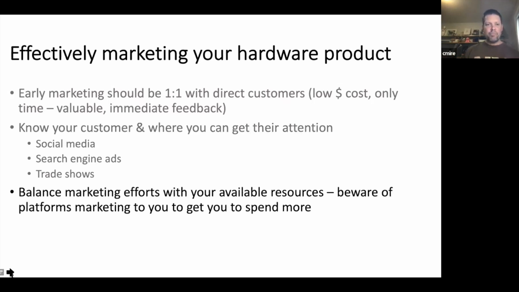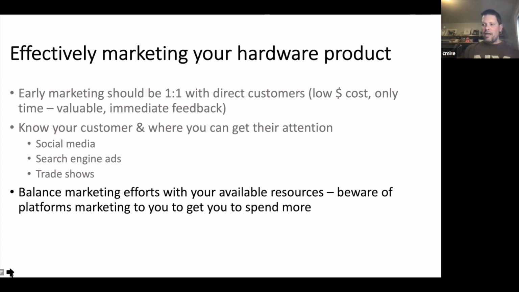You want to balance your marketing efforts with available resources. Again, this goes between time and money and all that other stuff from the very beginning here. Beware of platforms that market to you to get you to spend more. Facebook makes money on ads, right? So if you're a startup advertising on Facebook, Facebook might just decide to change their algorithm and lower your rankings and your visibility. And oh yeah, we'll up it again, but you've got to pay us more money. You're already paying us this baseline that was successful for you before, but it's not anymore. Pay us more, right? So you have to really look at that closely. Is this giving you the value that you need? Same thing for Twitter, same thing for Google ads, and things like that.